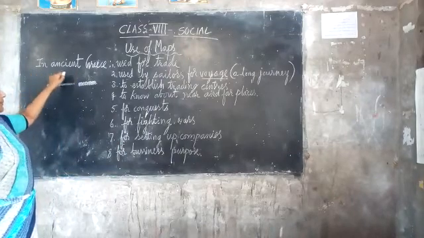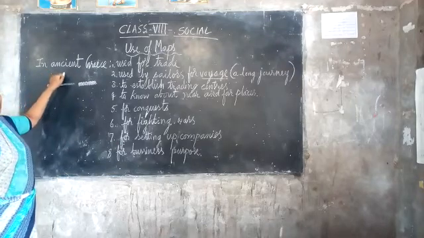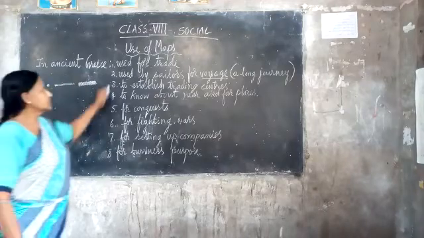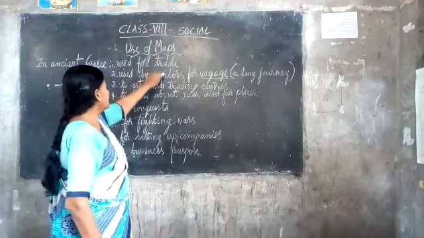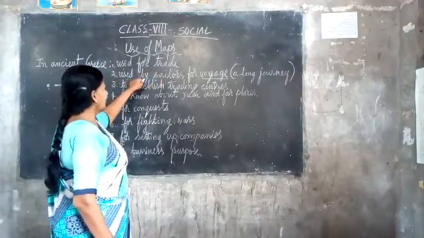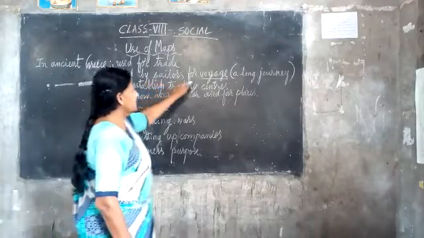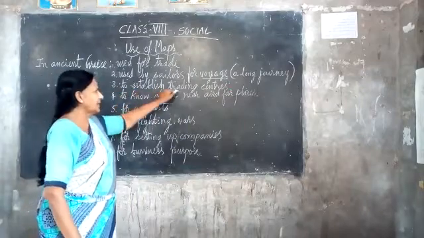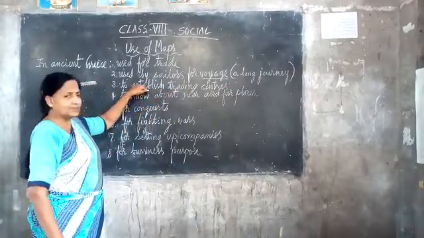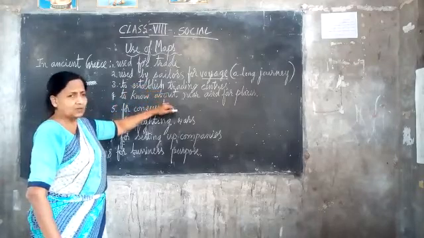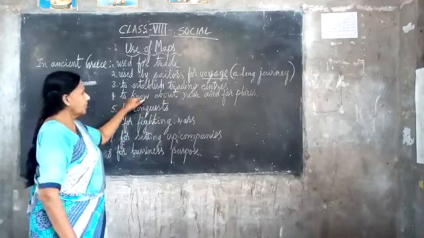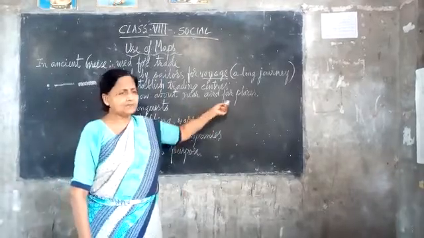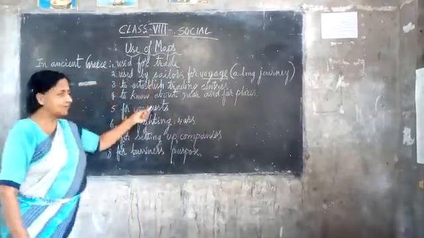They used the map a lot during the ancient time, and who used it? The Grecian people. So they used the maps for trade. The maps were used by the sailors for voyage, a long journey, to establish trading centers, exchanging of goods from one country to the other, and to know about near and far places, the distance between them. They took the guidance of the map.